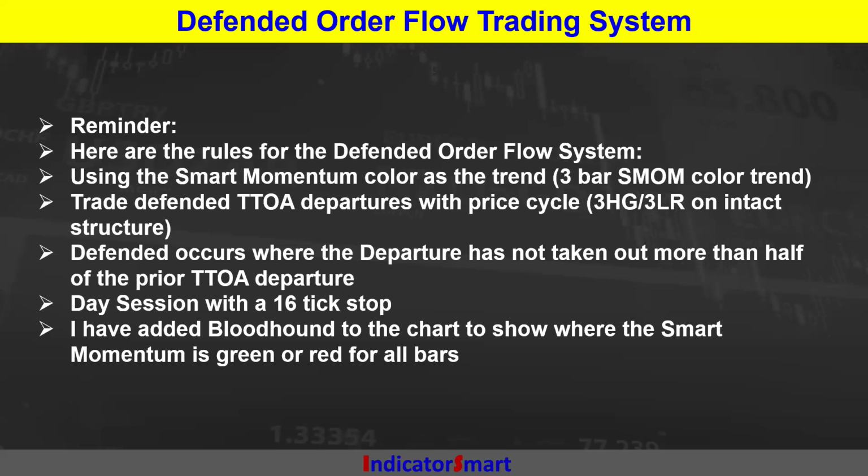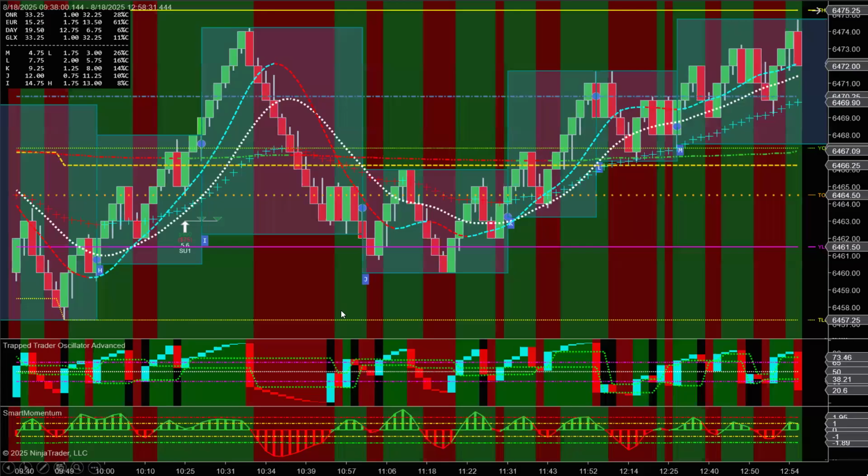We're going to use a 16-tick stop on the ES, E-mini S&P futures, and I've added Bloodhound on there to take care of the background colors, make it super, super easy to see these patterns. On the original webinar, you'll also see charts like this, but that is before all this. So this is starting at the point in time from after the webinar.